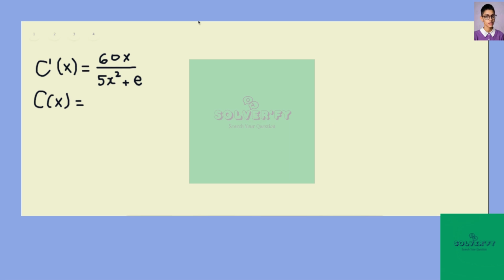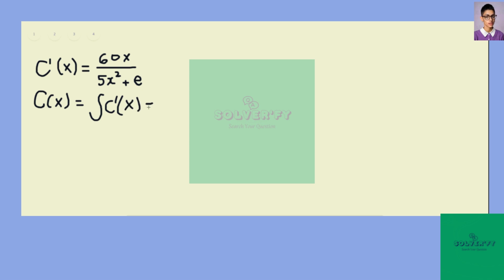So for problem 21, we have a word problem that asks us to find the cost function, given that the company incurs a fixed cost of $10,000. So right now we have C prime of x, and the prime indicates that it is the derivative, and we have to find C of x. And to find C of x, we just take the integral of C prime of x.